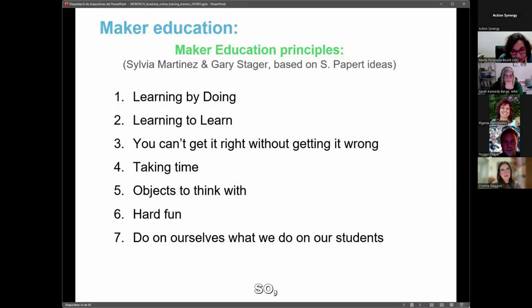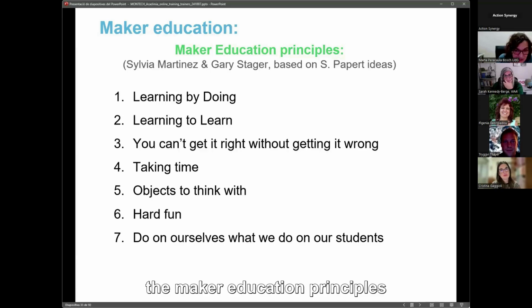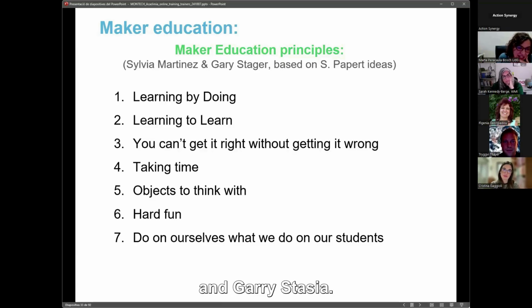Okay, so this is also very similar to Montessori: the maker education principles based on Papert's ideas. These ideas are presented in a book by Silvia Martinez and Gary Stager. They were collaborators at some time of Papert, and the principles are learning by doing, learn to learn. You can get it right without getting it wrong. So it reflects very much also in the Montessori.